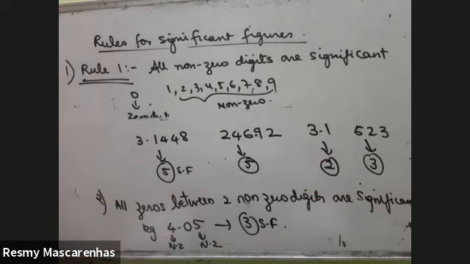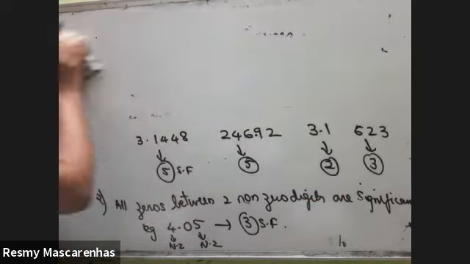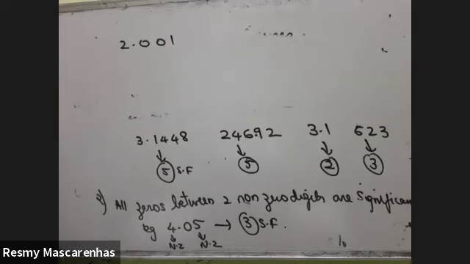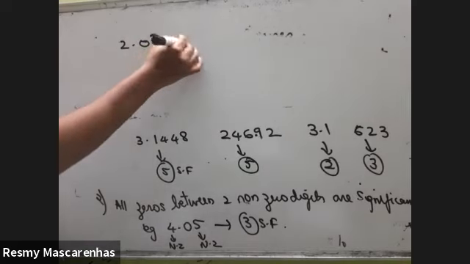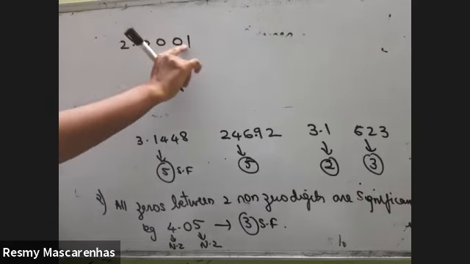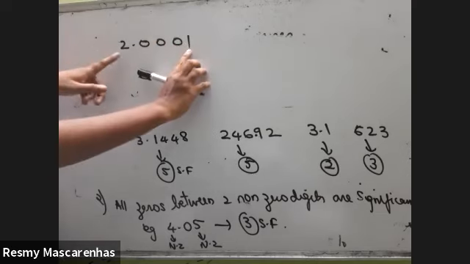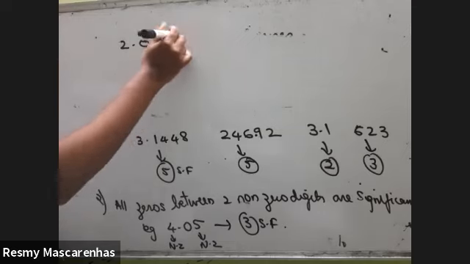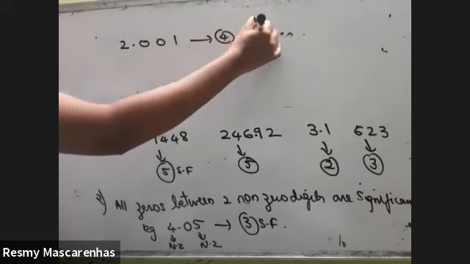Can anyone tell me how many significant figures here? 4. It doesn't matter how many zeros there are. Even if there were 3 of them, it would be 5, as long as all the zeros are between non-zero numbers. Both sides should be packed by a non-zero digit. They should not be left open. So here 4 significant figures.